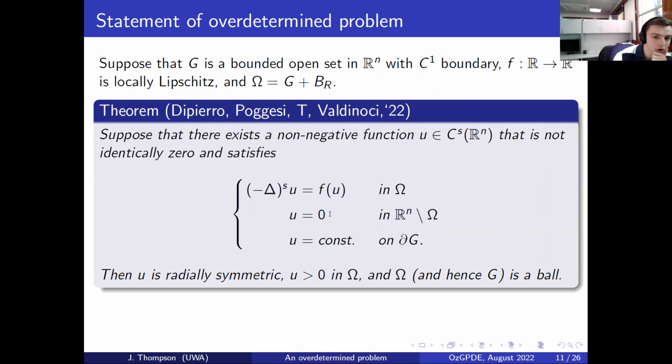something to note here is that the Dirichlet boundary conditions are now in all of R^n minus omega. This is a consequence of the non-locality of the fractional Laplacian. And we also impose that u is constant on the boundary of G. Well, this implies that u is radially symmetric, that u is positive in omega, and that omega and G are a ball.